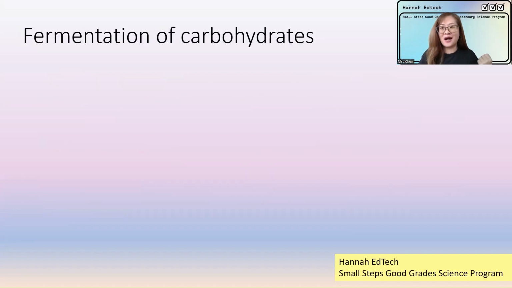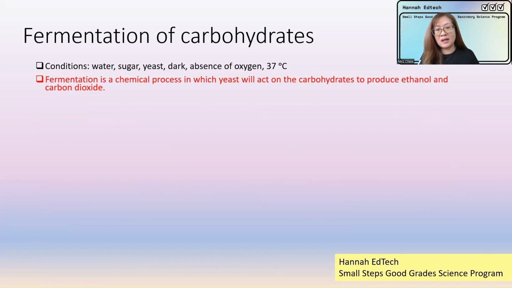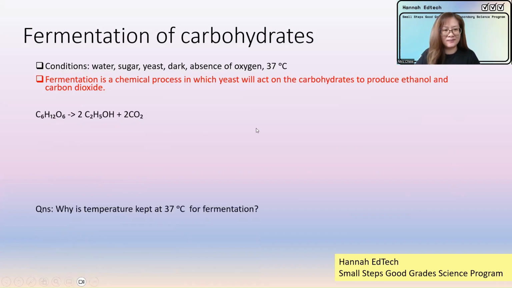Fermentation of carbohydrates. Now, the conditions needed will be water, sugar, yeast, darkness, and the absence of oxygen at 37 degrees Celsius. It is a chemical process in which the yeast will act on the carbohydrates to produce ethanol and carbon dioxide. So you have simple glucose here, leading to ethanol and carbon dioxide.